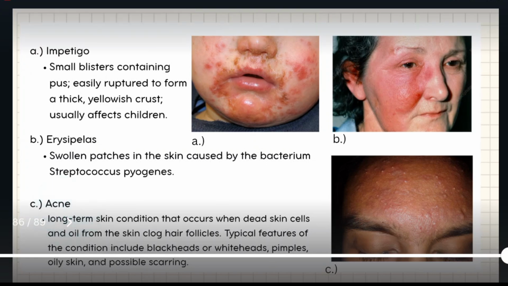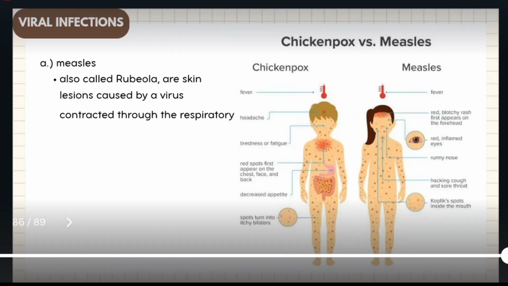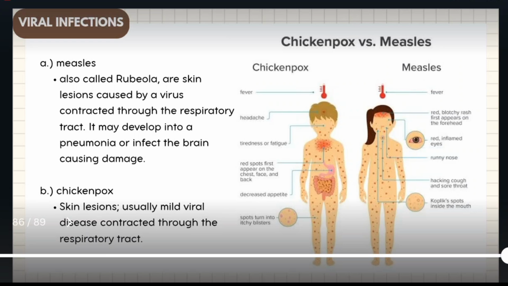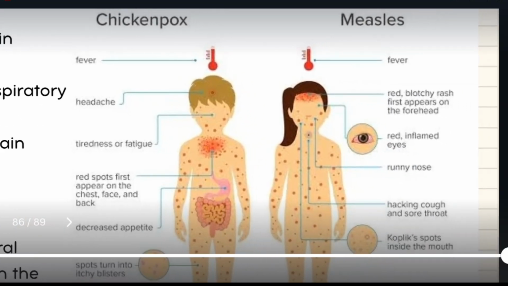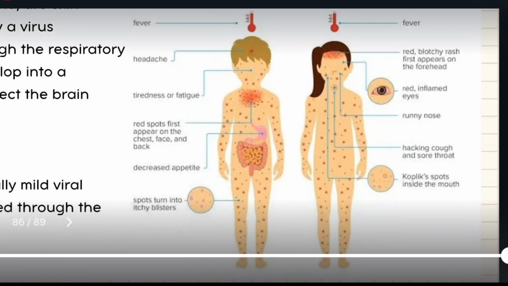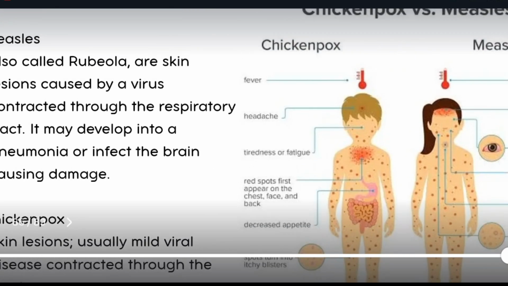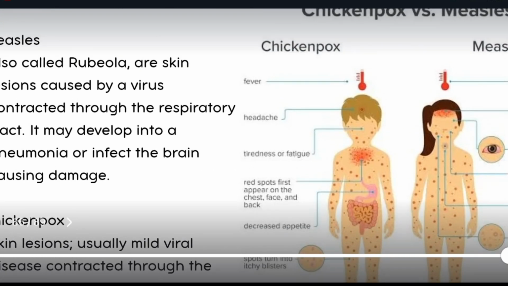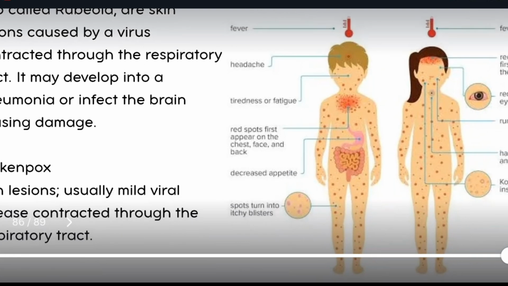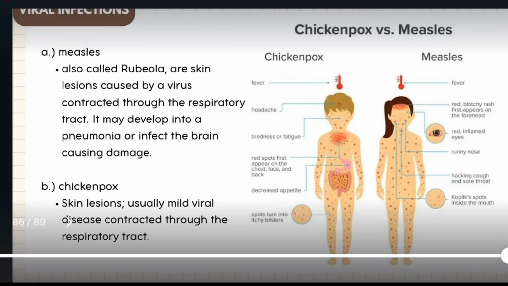Next one is the viral infections. So we have measles and chickenpox. In measles, you will feel fever, runny nose, sore throat, and red eyes. While in chickenpox, there is tiredness or fatigue, headache, fever, red spots that first appear on the chest, face, and back, decrease of appetite, and spots turning into itchy blisters.